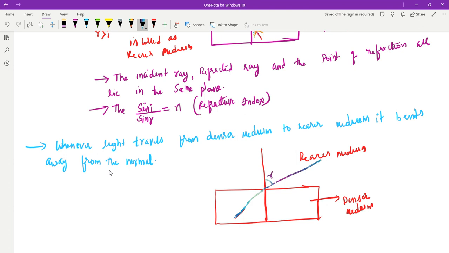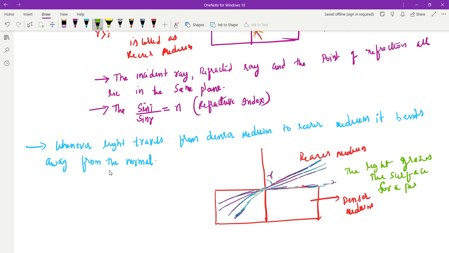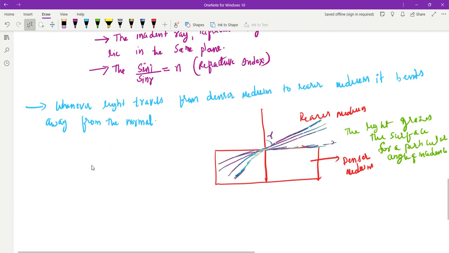Now again, I will increase the angle of incidence. Again further I will increase the angle of incidence. So refraction goes like this. Further I will increase it. Light goes like this. Further I will increase it. So what happens? At one point of time, the light grazes the surface for a particular angle of incidence. Okay, so that point is called the critical angle.